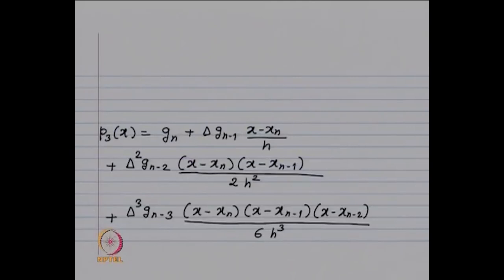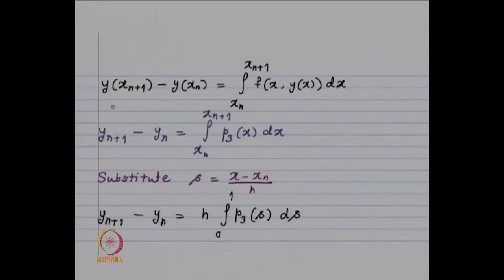So, thus our polynomial p 3 x is g n plus delta g n minus 1 by h into x minus x n, because the term here was the divided difference based on x n, x n minus 1 into x minus x n. So, we have the divided difference to be delta g n minus 1 divided by h. So, that h I am writing with x minus x n. The next term is delta square g n minus 2 divided by 2 h square into x minus x n, x minus x n minus 1, plus delta cube g n minus 3 divided by 6 h cube. This is for the divided difference of g based on x n, x n minus 1, x n minus 2, x n minus 3 multiplied by this.